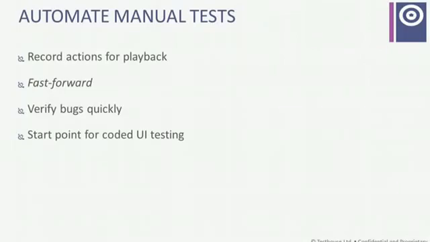It allows you to verify bugs very quickly, and it's very good for regression testing. The testing that you do again and again and again, every time there's some development, it's a very good idea to do some kind of automation so you can run through those tests very quickly.